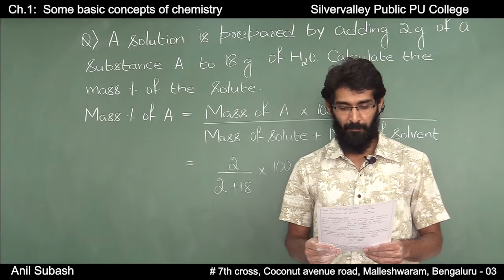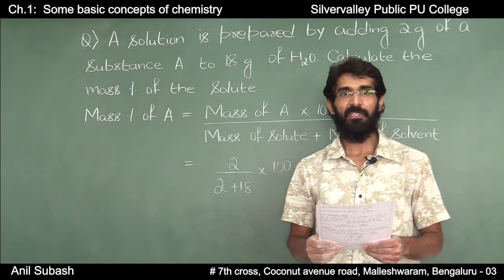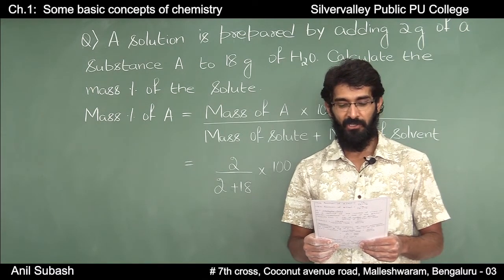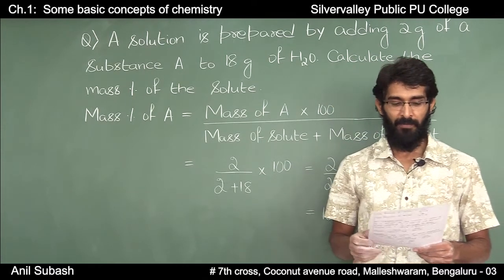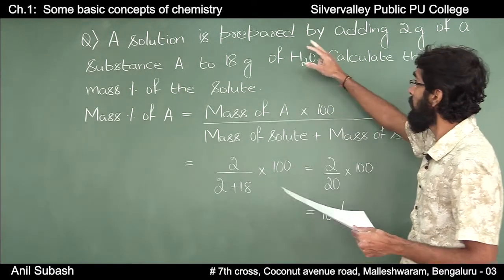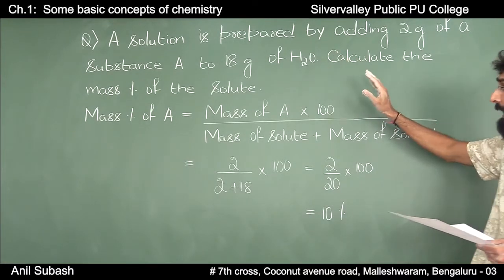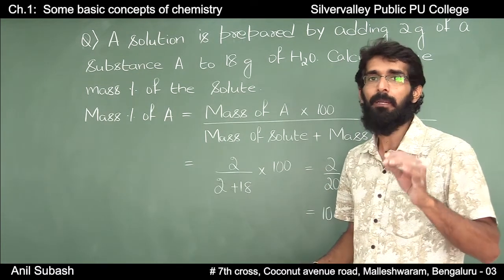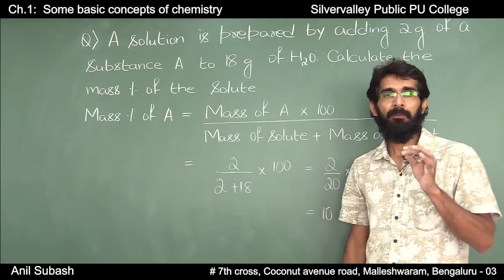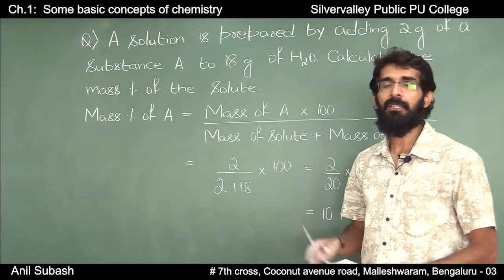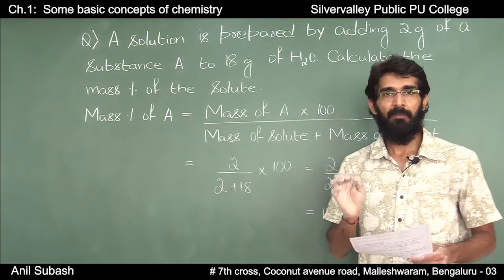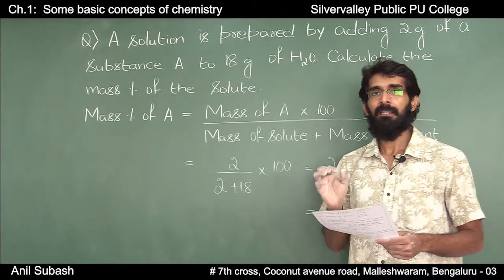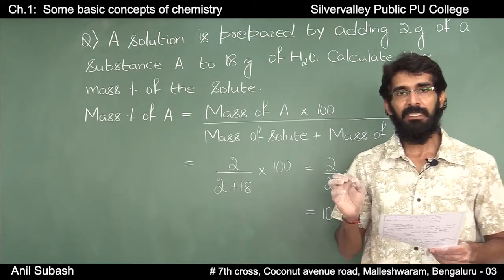A solution is prepared by adding 2 gram of a substance A to 18 gram of water. Calculate the mass percentage of this solute. Now, it has been given that 2 gram of a substance is added to 18 gram of water. Here, the substance A becomes the solute and mass of the solute is 2 grams and water is the solvent and mass of water is given, it is 18 grams. Now, we are supposed to calculate the mass percentage of the solute.